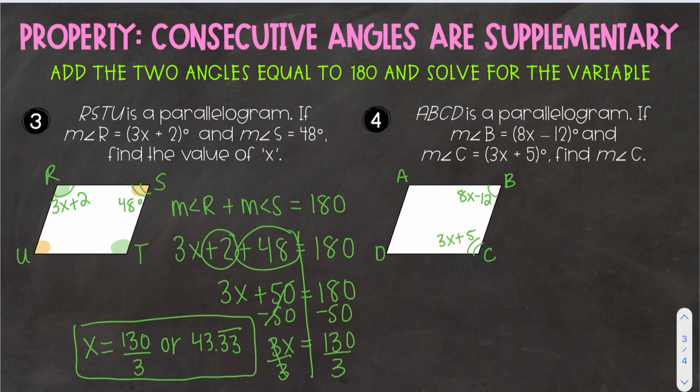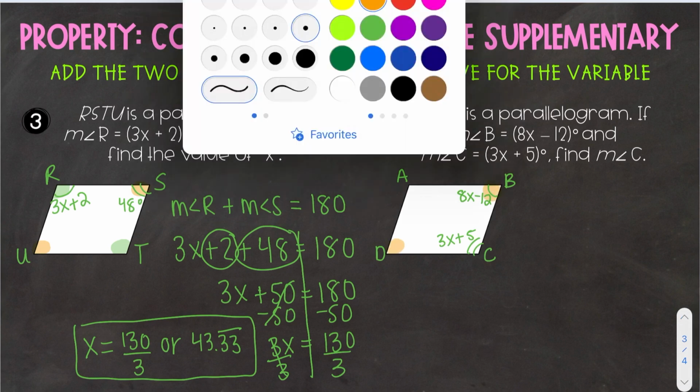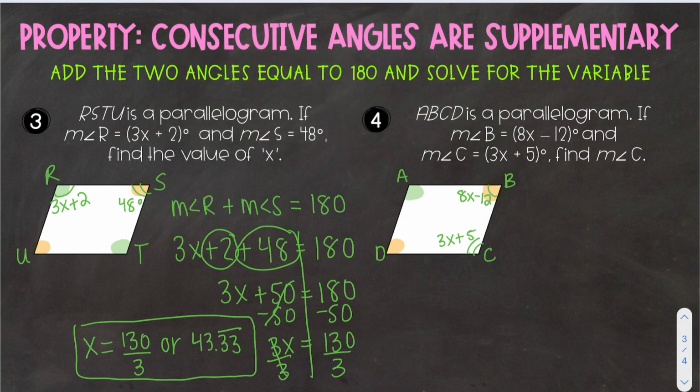These are not opposite angles, because angle B and D are opposite angles, which means they are congruent, and angle A and C are opposite angles. We know that angle B and angle C are consecutive angles because they're on the same side. So that means they add up to equal 180 degrees. The measure of angle B plus the measure of angle C equals 180 degrees.